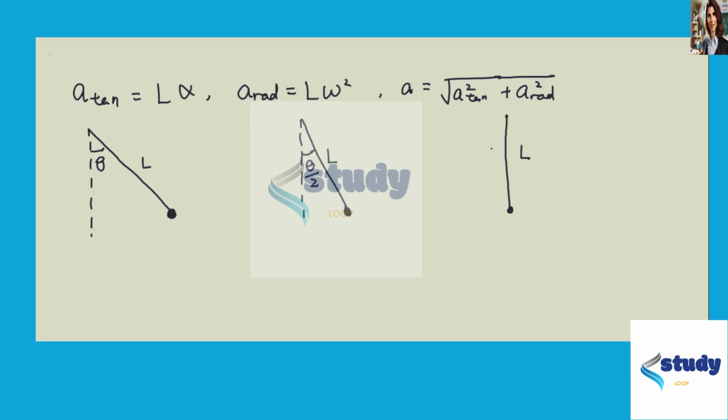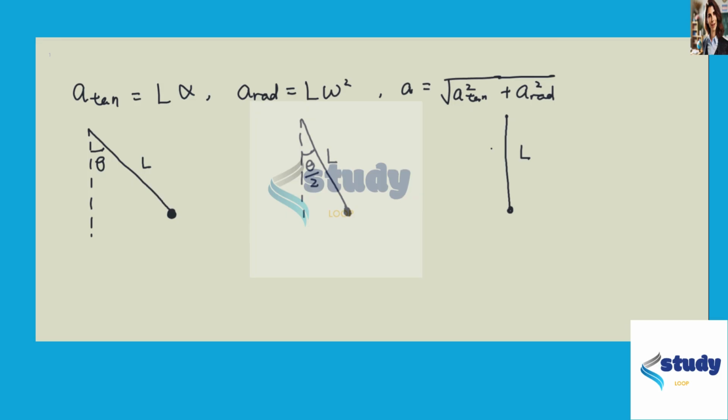Okay, in this question, we can divide the acceleration into two components. One is the tangential acceleration, which is the length of the rod times the angular acceleration. And the other component is the radial acceleration, which is the length times angular speed squared. The tangential is always in the same direction as the velocity, and the radial is always from the object to the center.